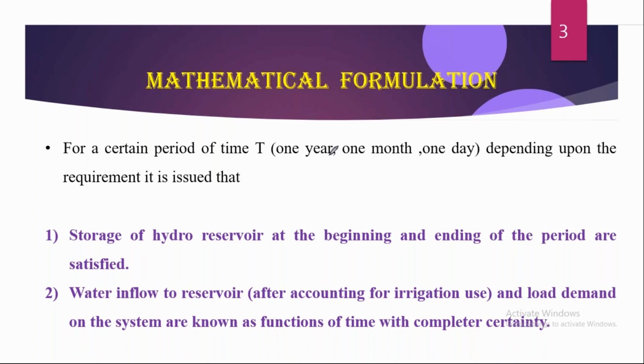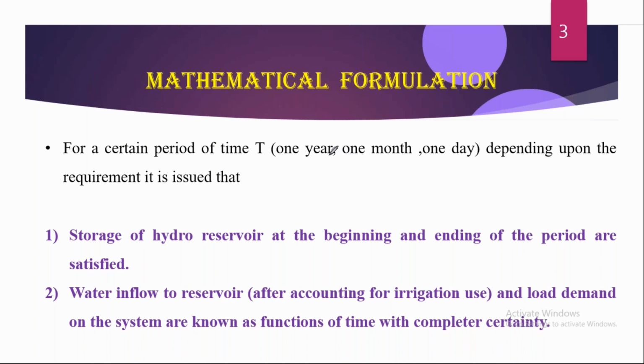Next one is water inflow to the reservoir. Suppose the reservoir's inflow is 1000 cusecs, but out of 1000 cusecs, a certain percentage of water should be used for irrigation purposes. After that, the remaining water we can use for generating. So that has to be considered.